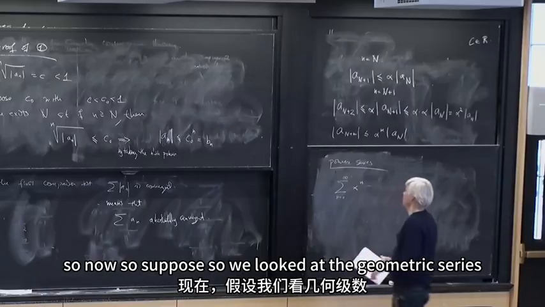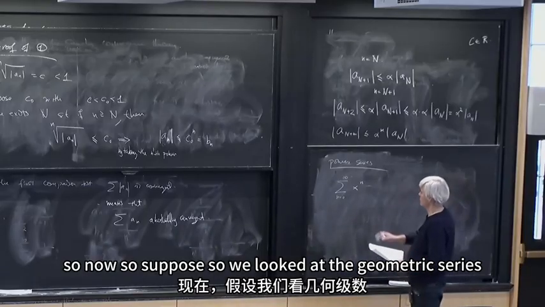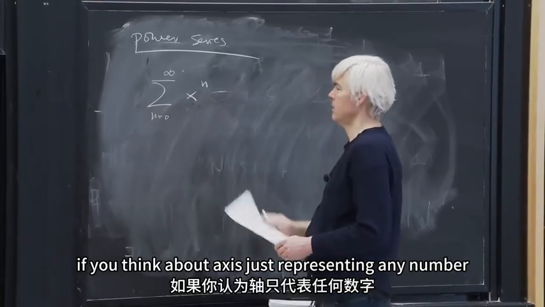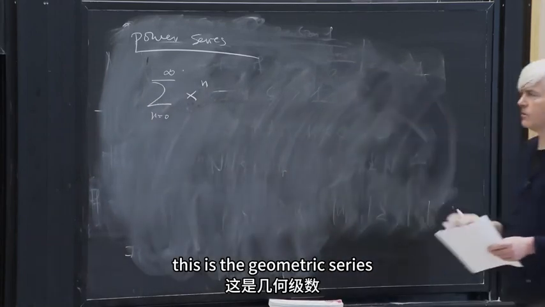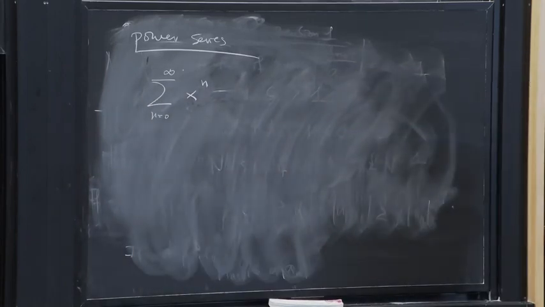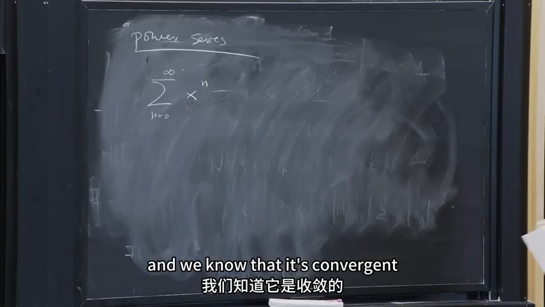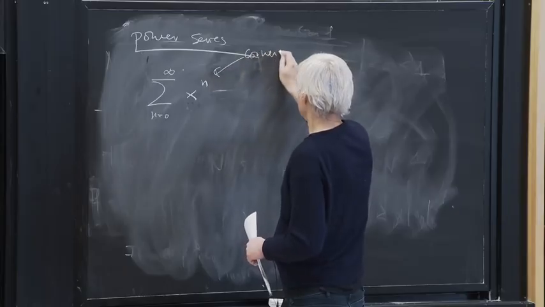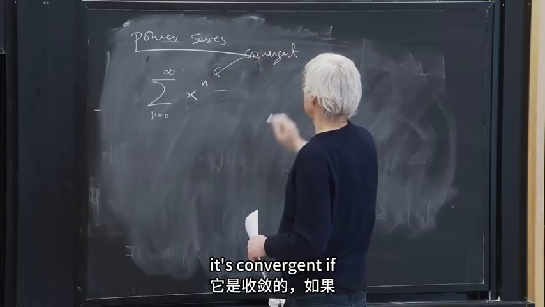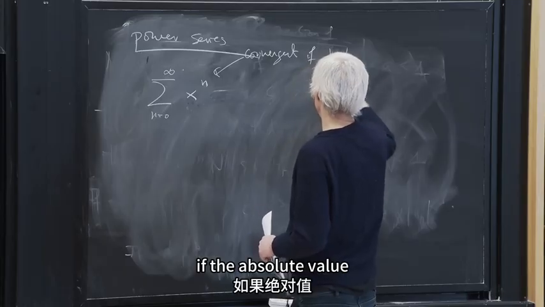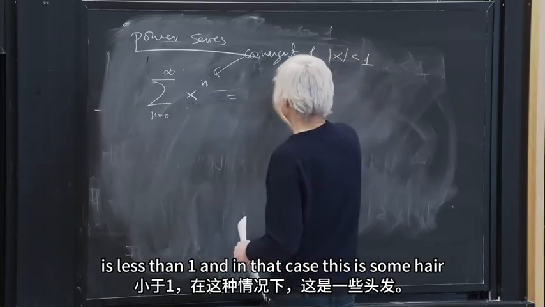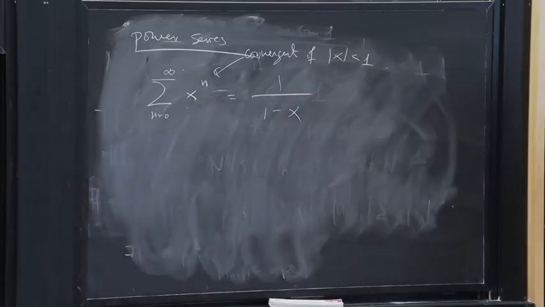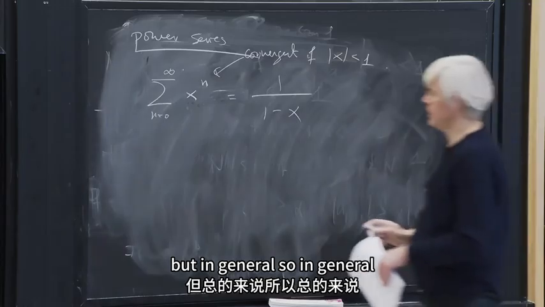Okay, so now we looked at the geometric series. If you think about x as just representing any number, you can look at this series here. This is the geometric series, and we know that it's convergent if the absolute value of x is less than 1, and in that case, the sum here is just this familiar function.